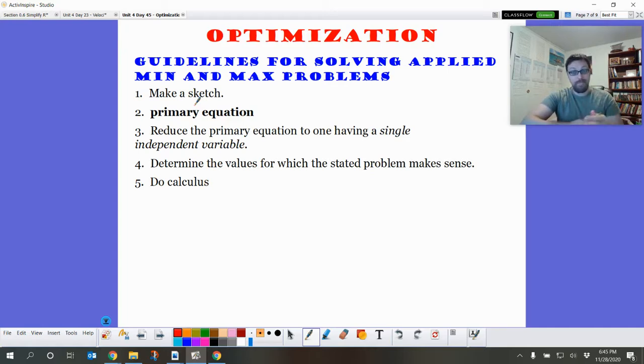They'll vary from time to time, so you use the information you've got. Keep in mind, any piece they give you, they gave it to you for a reason. So figure out where you need to put that. Determine the values for which the stated problem makes sense. Like I was saying, negative square root of 30 makes no sense because I can't have a paper with a width of negative square root of 30. Can't do negatives. And then finally do your calculus.